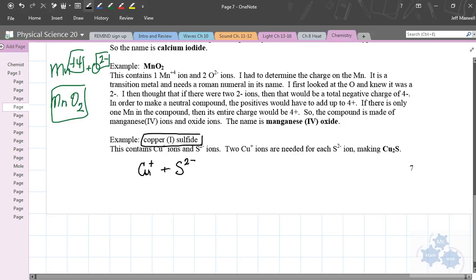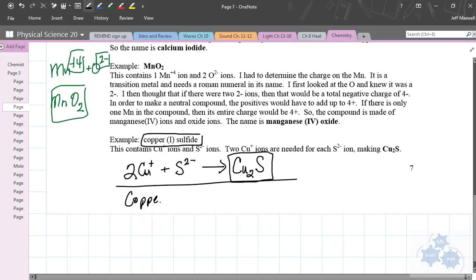Now, to get the proper ratio, you see, we need actually 2 of these guys right here. Okay? And so I'm showing you, I'm displaying for you, modeling for you a chemical reaction as well and how to write a chemical reaction. But because 2 of these ions would have to balance off with 1 of these negative ions, then we have Cu subscript 2 S. And that's the compound for copper 1 sulfide.